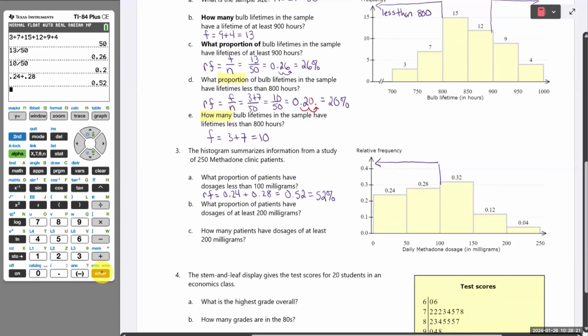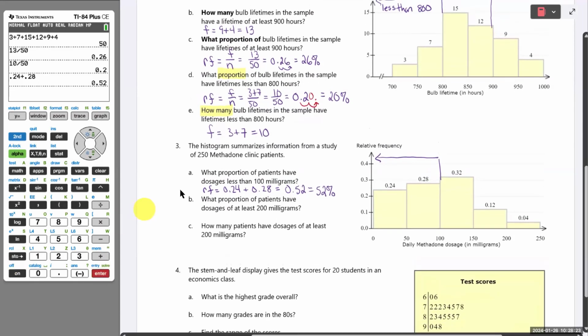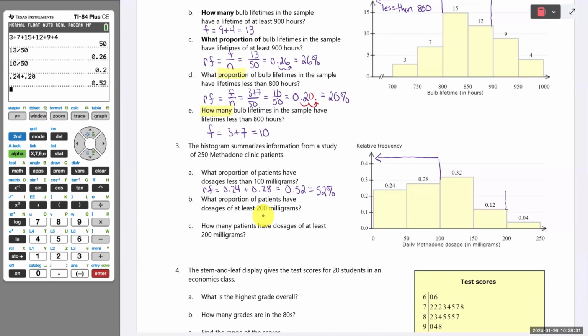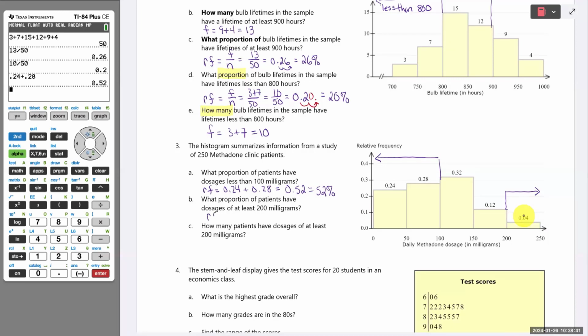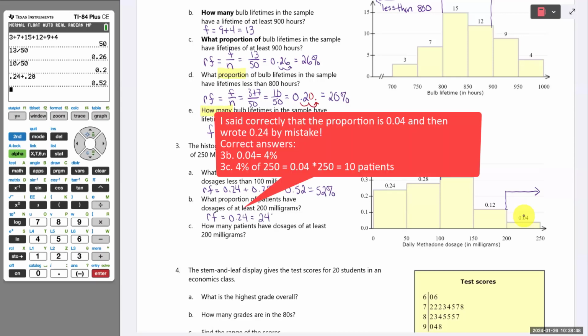All right, and then what proportion of patients have dosages of at least 200 milligrams? So at least 200 would be 200 or more. So that would just be this proportion of patients, 0.04. And again, proportion, so that's already relative frequency. And again, we could write that as a percent as well.